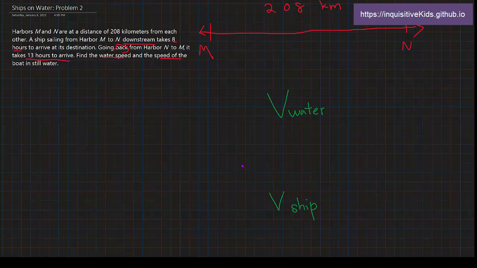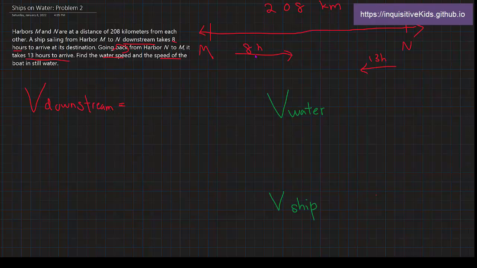And there is a distance of 208 kilometers. So let's see what we know. We know that the downstream speed is equal to, so we know that there's a total of 208 kilometers. Going downstream, it takes 8 hours to arrive. Going back, which means actually upstream, takes 13 hours to arrive because it's longer.